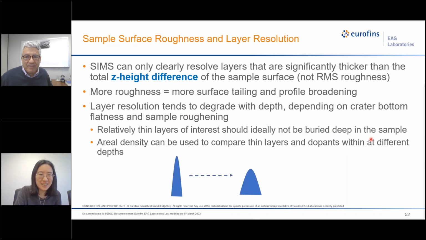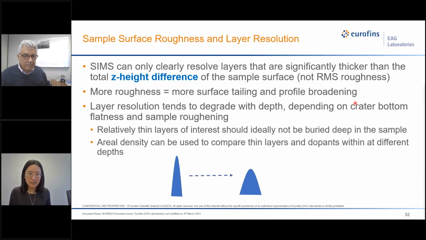Okay. All right. So I just wanted to re-emphasize that SIMS can only be as good as the sample. The surface roughness affects the layer resolution a lot. SIMS can only clearly resolve layers that are significantly thicker than the total Z height difference of the sample surface, not the RMS roughness. So it's the total Z height difference. Essentially, the rougher the sample, the more tailing and broadening you get, as I mentioned before.